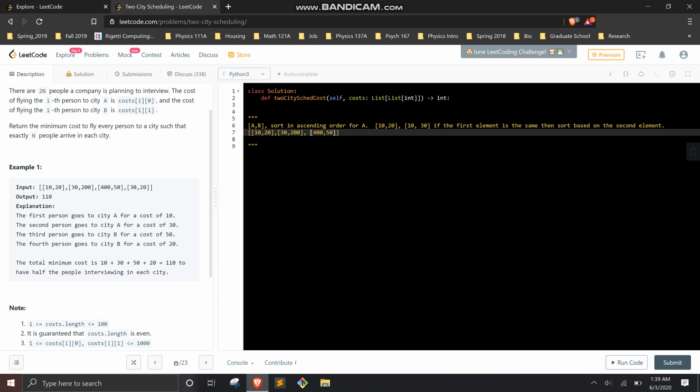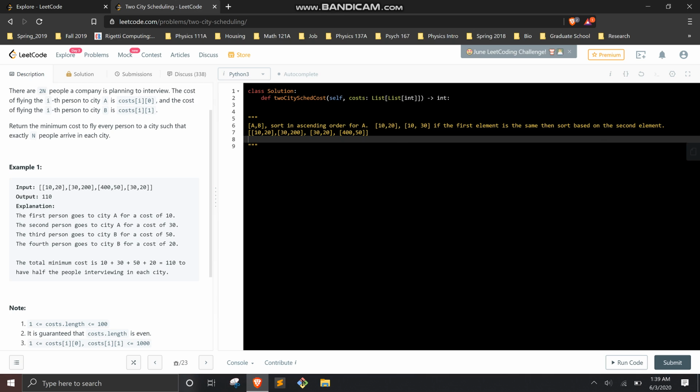Sort, and if they're the same, sort it in descending order for the second element. That way, what I'm going to do is basically tell my program to take the first element and add it until I run out, until I'm halfway.